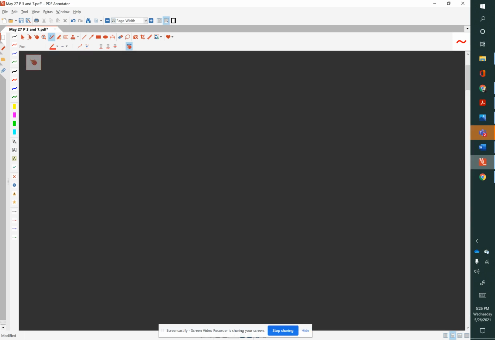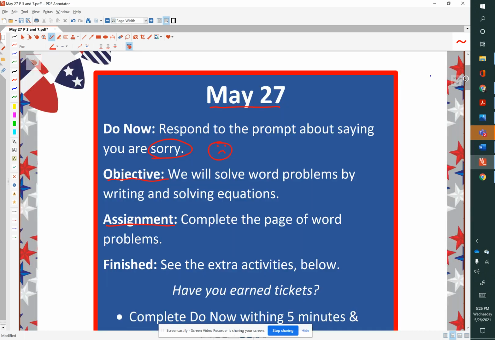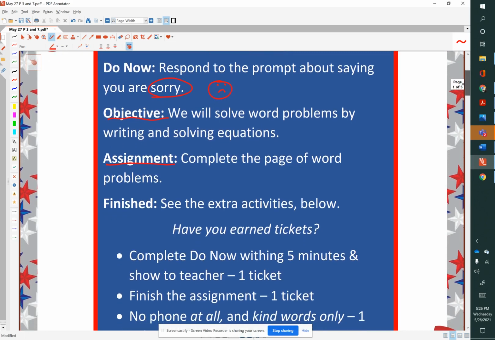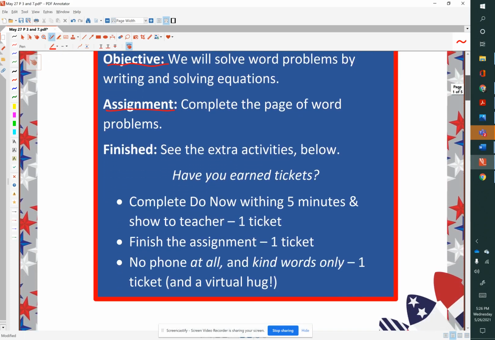If you are an in-class learner, we have tickets that you can earn. We'll get one for completing your do now within 5 minutes. One for finishing your assignment. And no phone, no drama, and kind words only. You get a ticket. And of course, we send everybody a virtual hug.